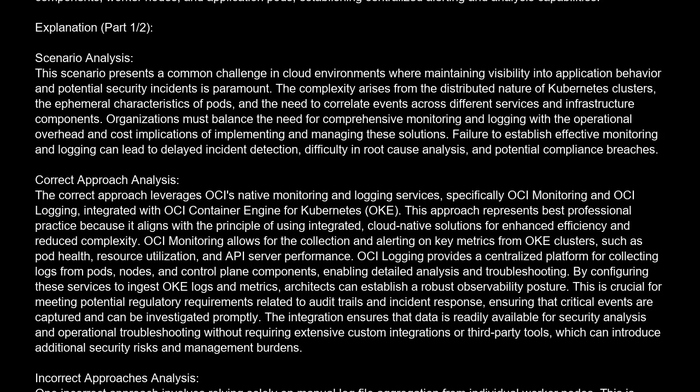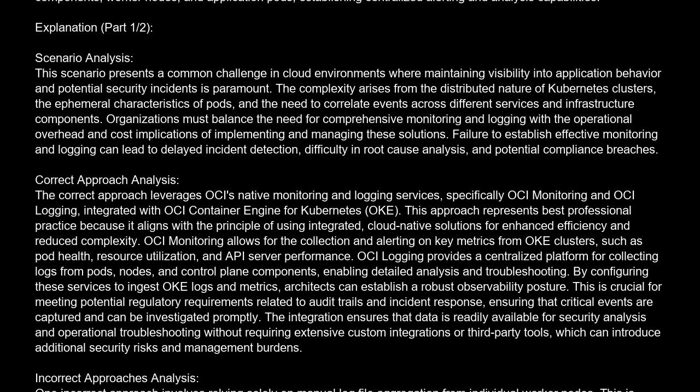Configure OCI monitoring to collect key cluster and pod metrics, and OCI logging to ingest logs from OKE control plane components, worker nodes, and application pods, establishing centralized alerting and analysis capabilities. Explanation. Scenario analysis. This scenario presents a common challenge in cloud environments where maintaining visibility into application behavior and potential security incidents is paramount. The complexity arises from the distributed nature of Kubernetes clusters, the ephemeral characteristics of pods, and the need to correlate events across different services and infrastructure components.